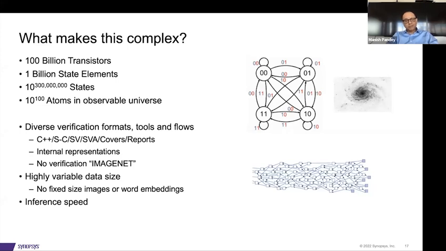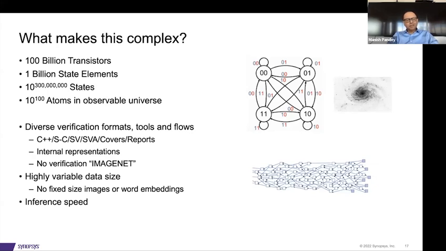Another problem is that the data is highly variable. These are really graphs. All of these things are graphs. There are no fixed size images or word embeddings, and with every design you have a different kind of graph. There have been some recent publications which have learned semantic representations of these graphs to reduce these to fixed size embeddings. But working with graphs is again harder than working with fixed size image patches or fixed size vocabulary words.